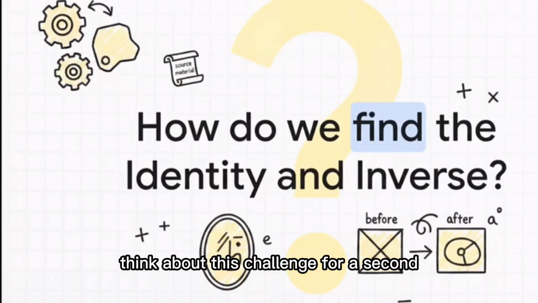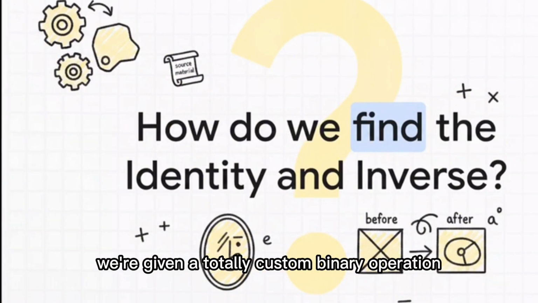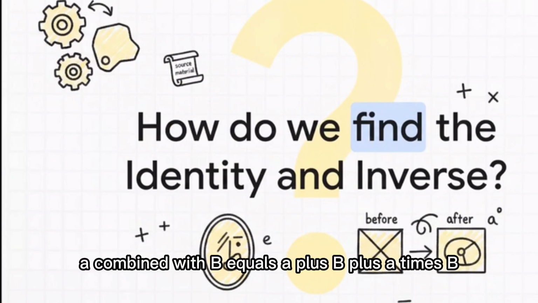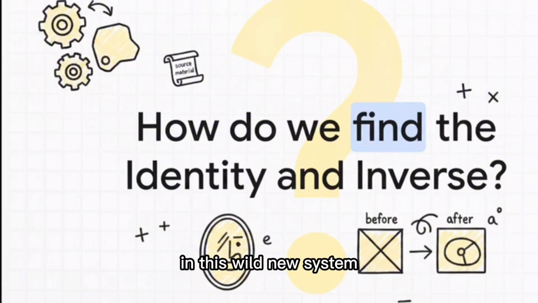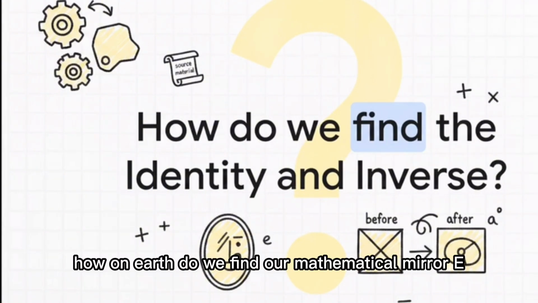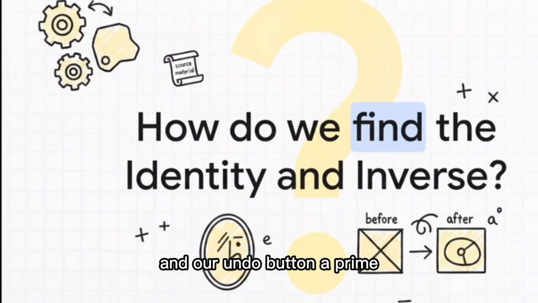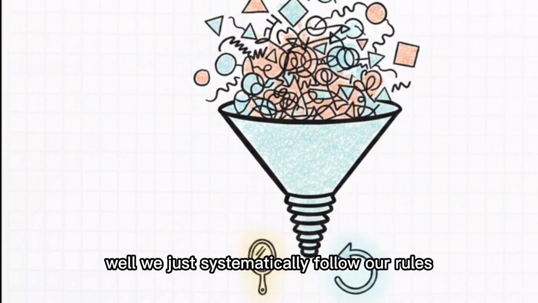Think about this challenge for a second. We're given a totally custom binary operation. A combined with B equals A plus B plus A times B. In this wild new system, how on earth do we find our mathematical mirror, E, and our undo button, A prime? Well, we just systematically follow our rules.